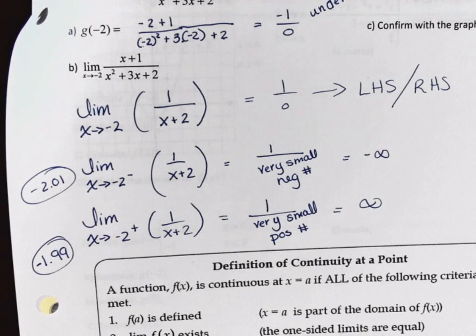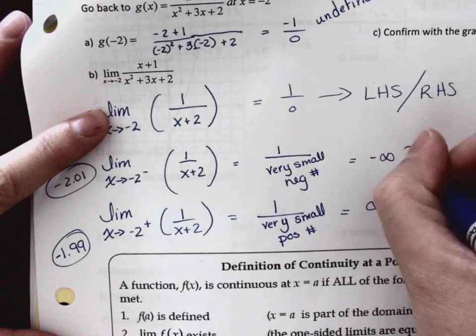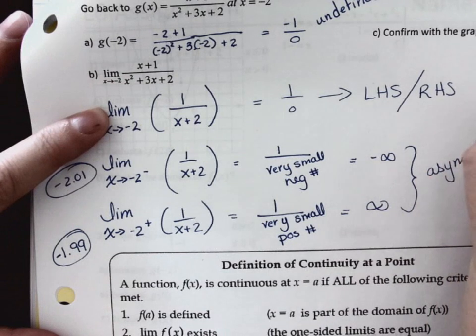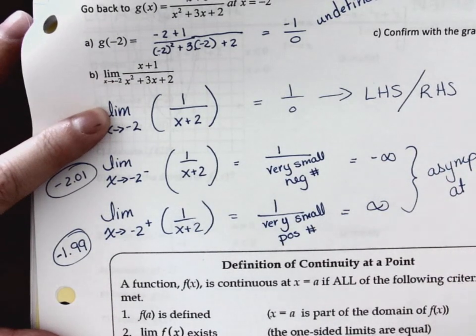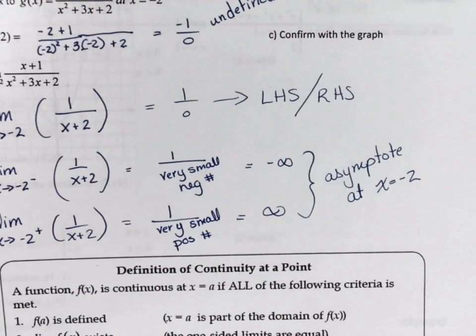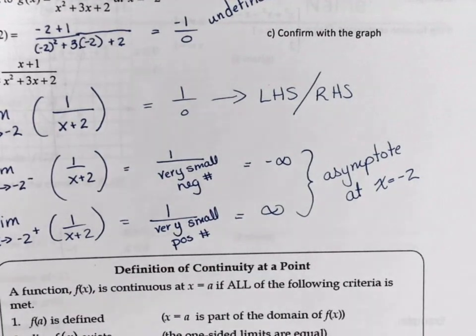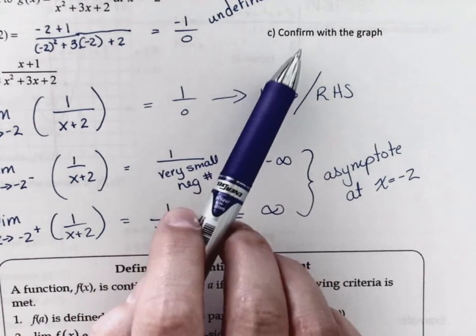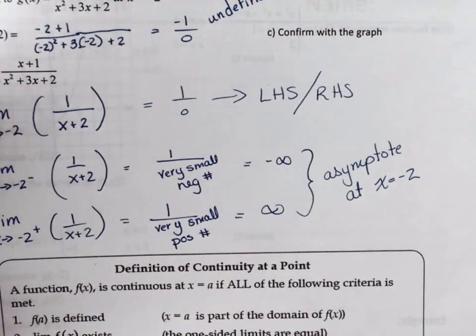Got it now. So what do we know? We know that an asymptote is happening here. Right, so that's what that information told us. So we don't have a point and we have an asymptote. So is the graph continuous? No. Not continuous.